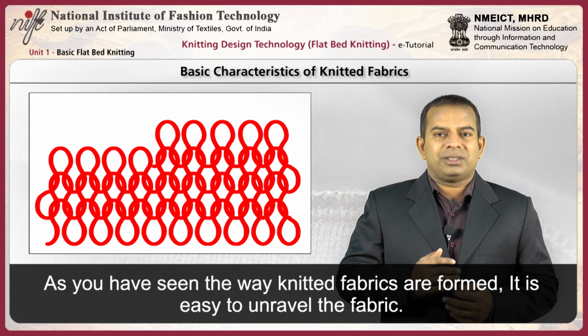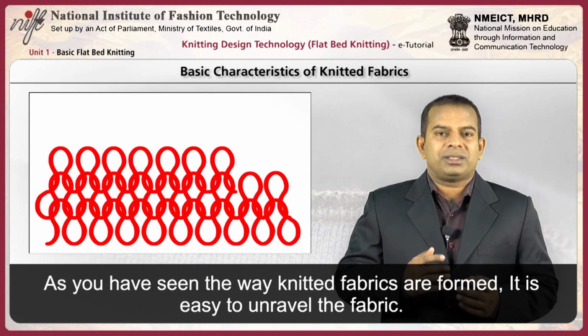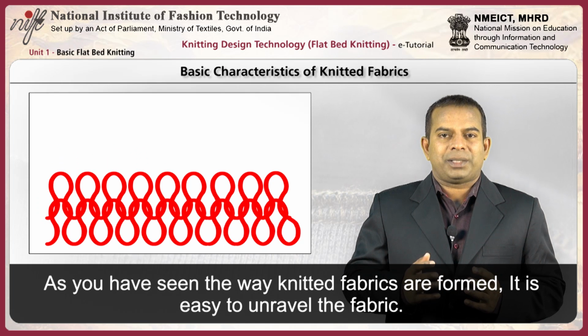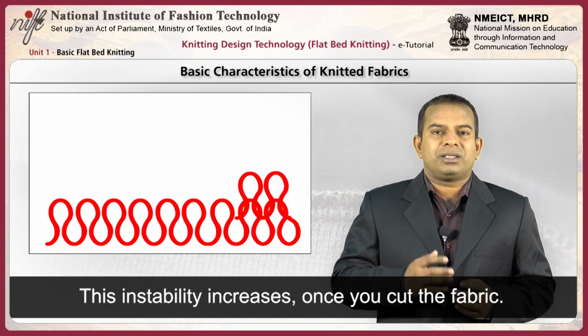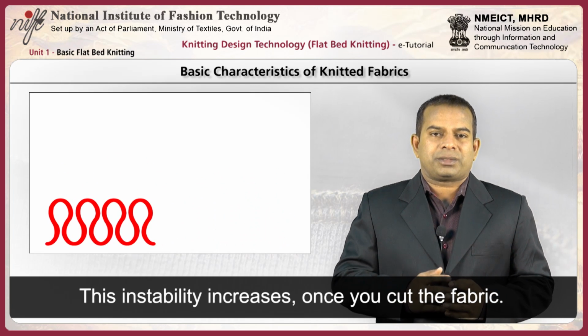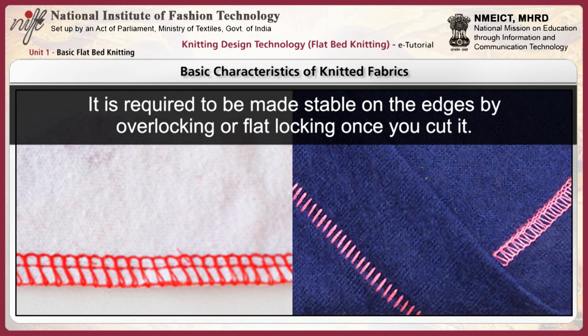As you have seen the way knitted fabrics are formed, it is easy to unravel the fabric. This instability increases once you cut the fabric. So, it is required to be made stable on the edges by overlocking or flat locking once you cut it.